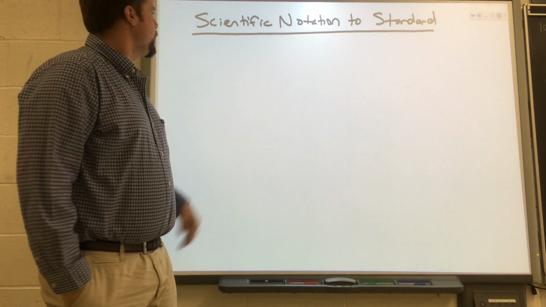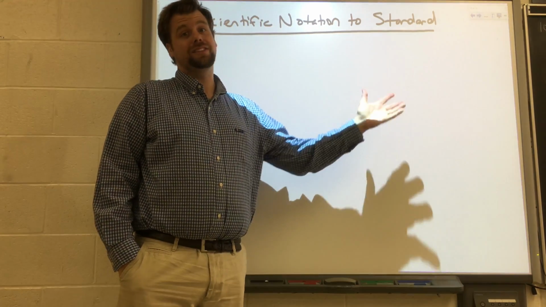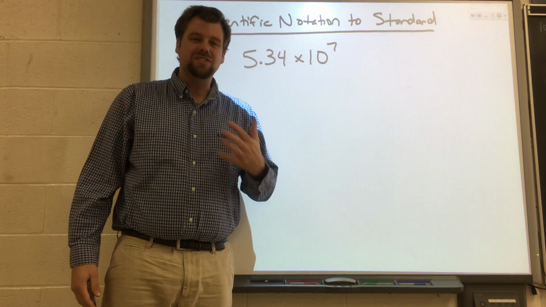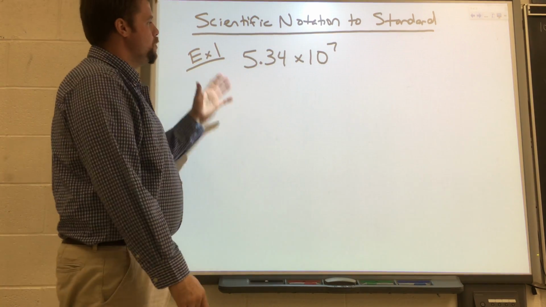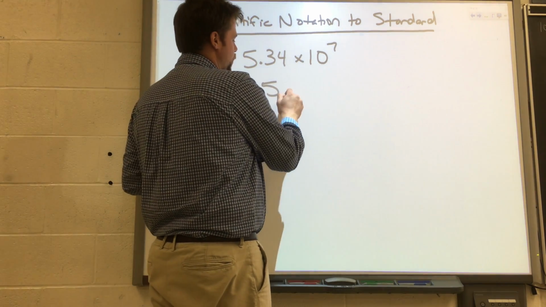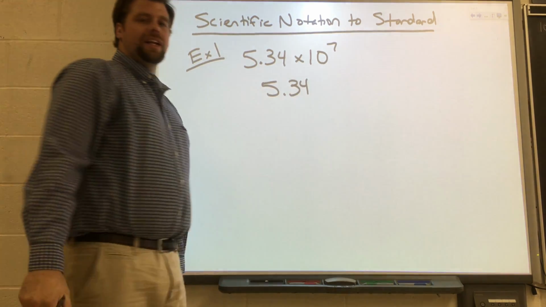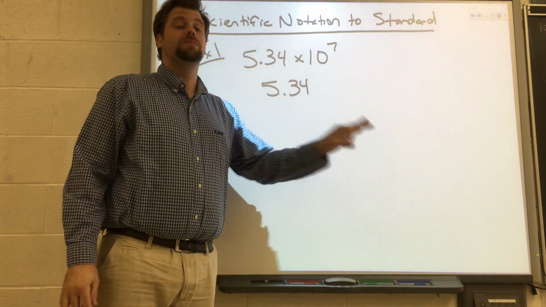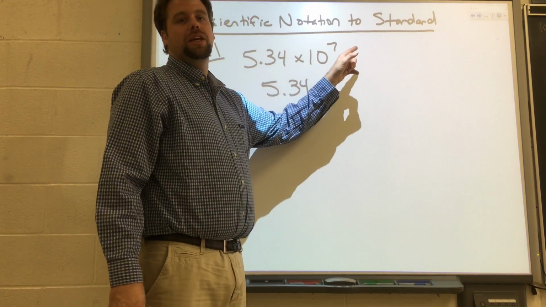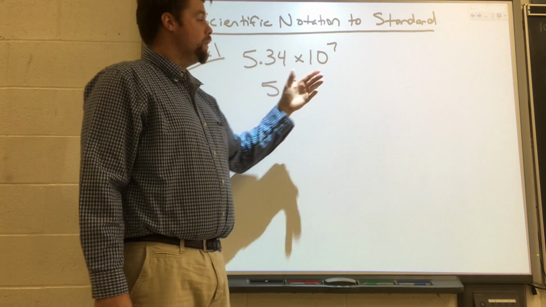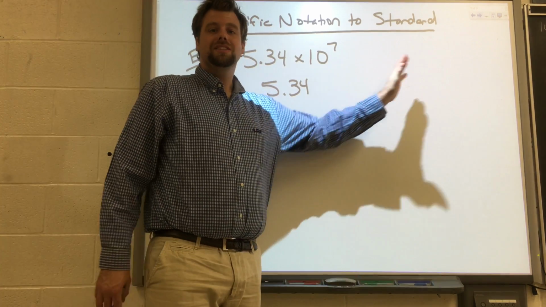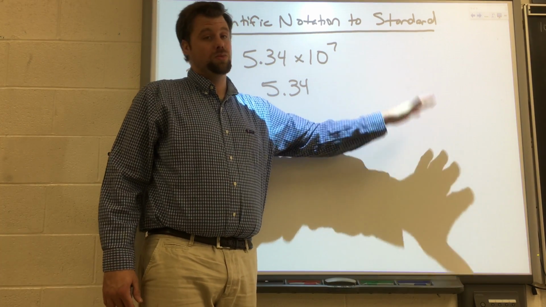All right, let's first look at going from scientific notation to standard form. We have 5.34 times 10 to the 7th power. So this right now is written in scientific notation. We want to write it in standard form. To do that, we need to understand that the decimal is going to move however many times the exponent tells us to. For example, in this case, positive 7. It's going to move 7 places in the positive direction.